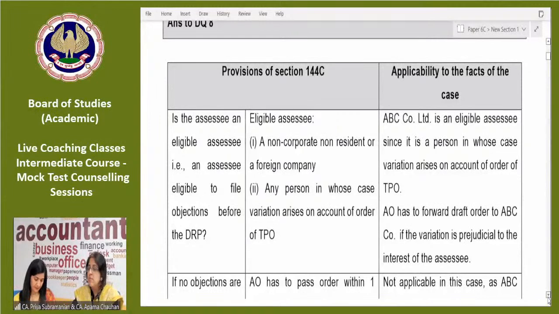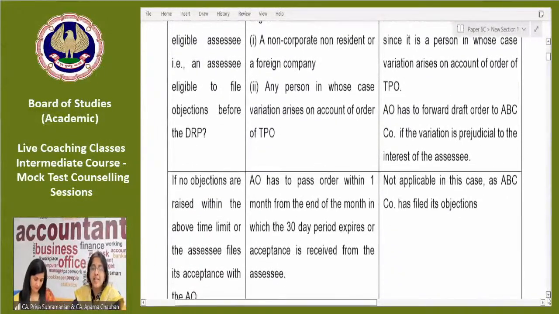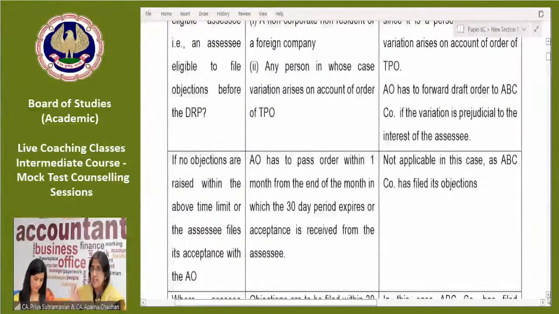Now, ABC Company Limited has a time limit of 30 days to file objections. If it's satisfied with the order, it can file its acceptance with the AO. But within 30 days, it has to file its objections, or it can file its acceptance also. But in this case, it is not applicable because ABC Limited has objections. So it will not file its acceptance.